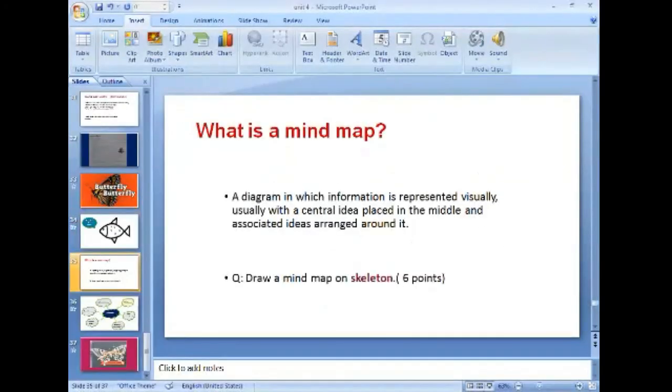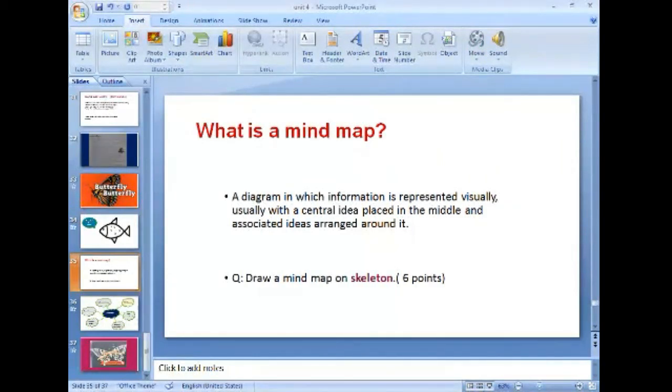Okay, beta, some students have confusion about what a mind map is. So I'm going to tell you what a mind map is. It is a diagram in which information is represented visually. Visually means that you can see with your eyes, usually with a central idea placed in the middle and associated ideas arranged around it.